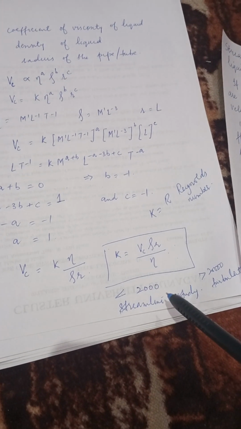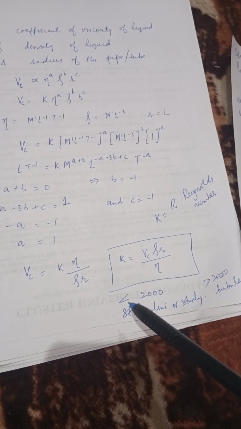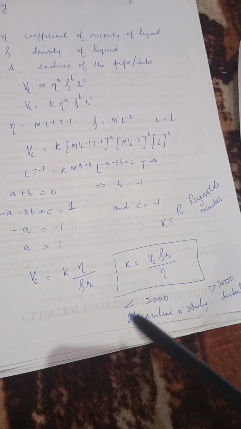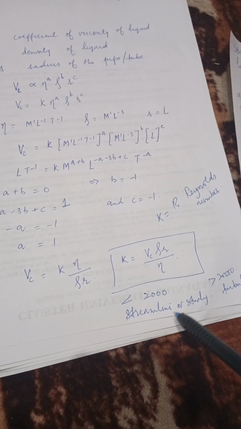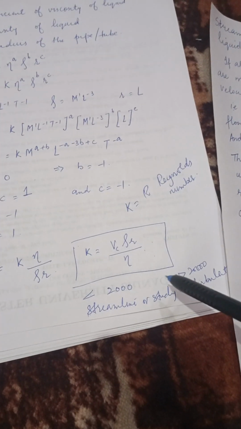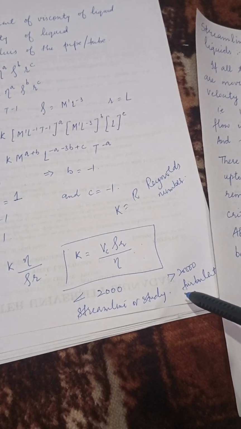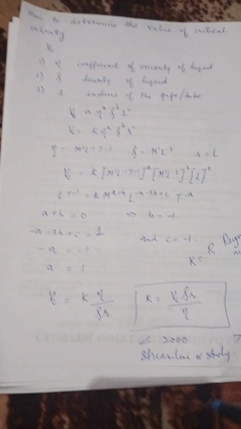Because it is a number, it doesn't have any units. We have mentioned that for k or R less than 2000, the flow will be streamline or steady, and for a value of the Reynolds number greater than 2000, the flow of the liquid will be turbulent. That is all.